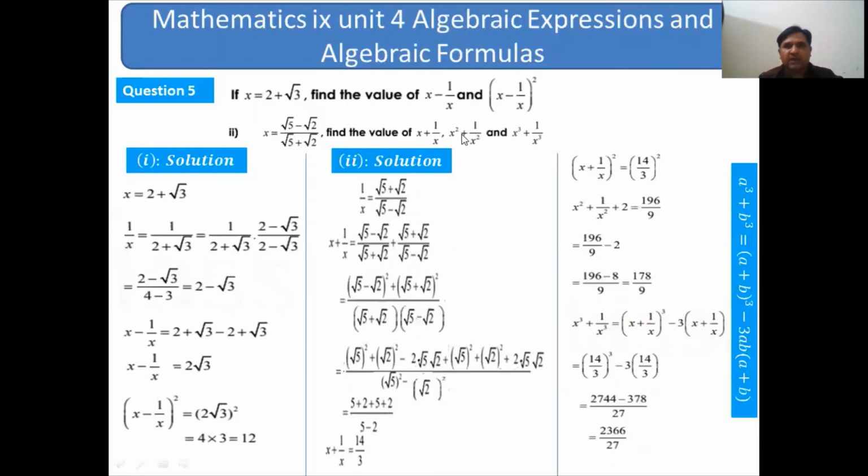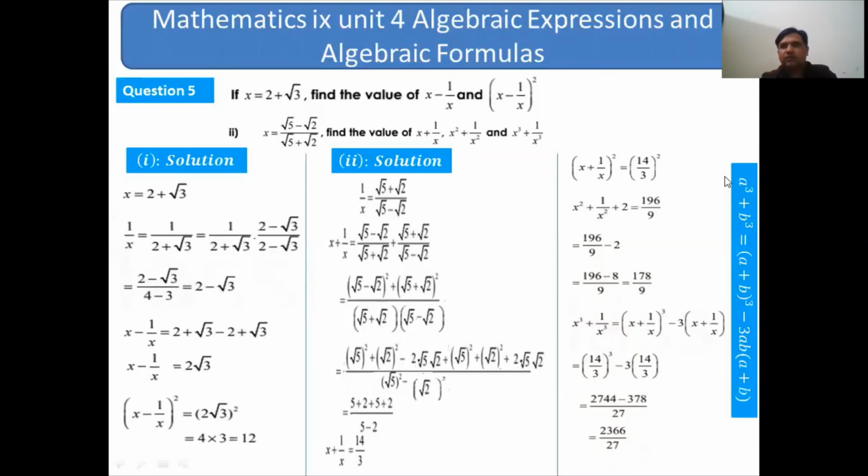Now we have to find the value of x square plus 1 over x square. So taking square on both sides, x plus 1 by x whole square is equal to 14 by 3 whole square. Here we can use the formula a square plus b square plus 2ab, where a is x and b is 1 by x. So this x cancels out with this one, so we have 2 left. Here 14 square is 196 and 3 square is 9. Now we have to shift this to the right hand side. So after simplification, we have x square plus 1 by x square equal to 178 divided by 9.